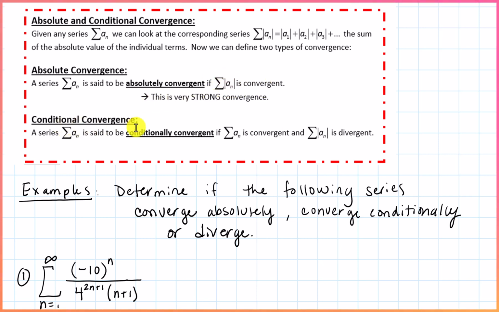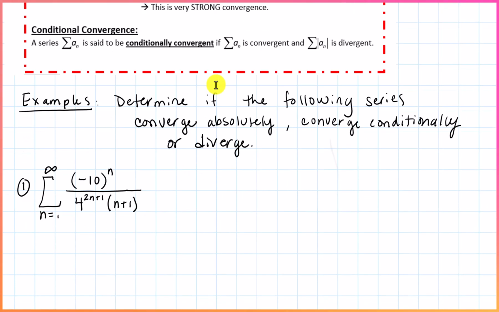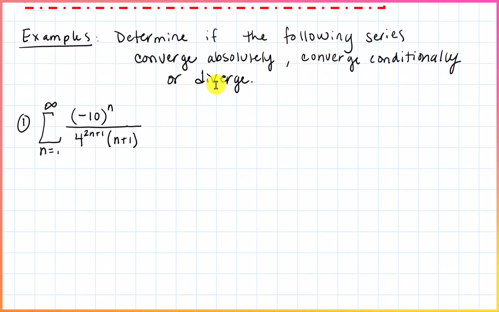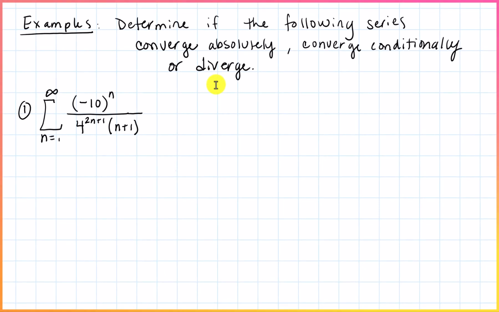Very strong convergence, versus that conditional convergence, which says that the series is convergent, but if you take the absolute value, it is divergent. So quick reminder, the ratio and the root test are giving us absolute, that very, very strong type of convergence if we get a result out of the root or the ratio test. Okay. So let's take a look at a couple examples. So let's determine if the following series converge absolutely, converge conditionally, or diverge.